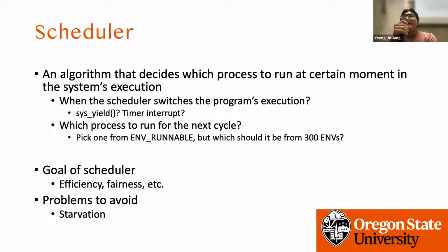So in lab 3 and lab 4, actually in lab 4, I believe, we implement a very naive scheduler that goes round robin, and if we find one of the environments, we just run it. That's a very simple scheduler. The scheduler in general is an algorithm that decides which process or environment needs to execute next.